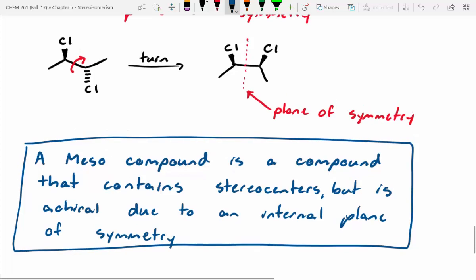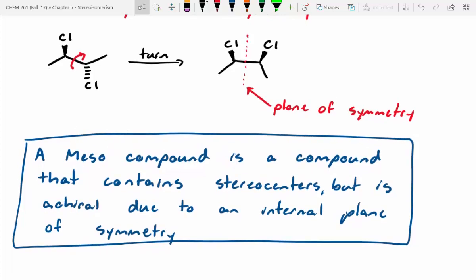A lot of people look at that molecule on the top left and they say, well, there's no plane of symmetry because it's hard to see in that specific conformation. So you may have to do some conformational analysis to spot an internal plane of symmetry. Does that make sense? Yeah, it's tricky sometimes. And one thing I will say is these are some of my favorite trick questions for exams and quizzes. So make sure you understand meso compounds because they may be thrown in on an exam.